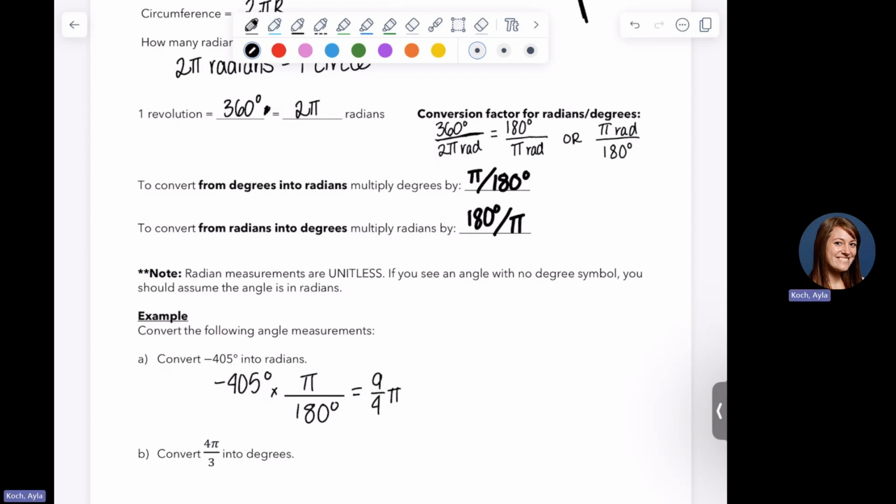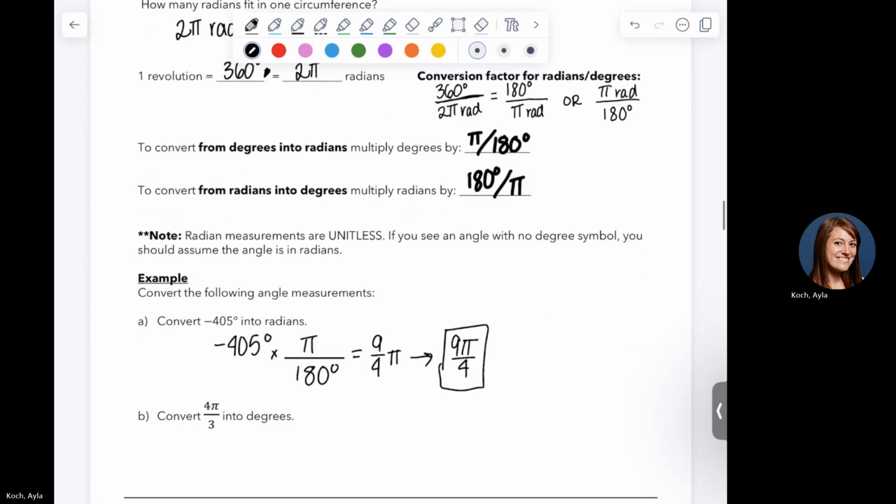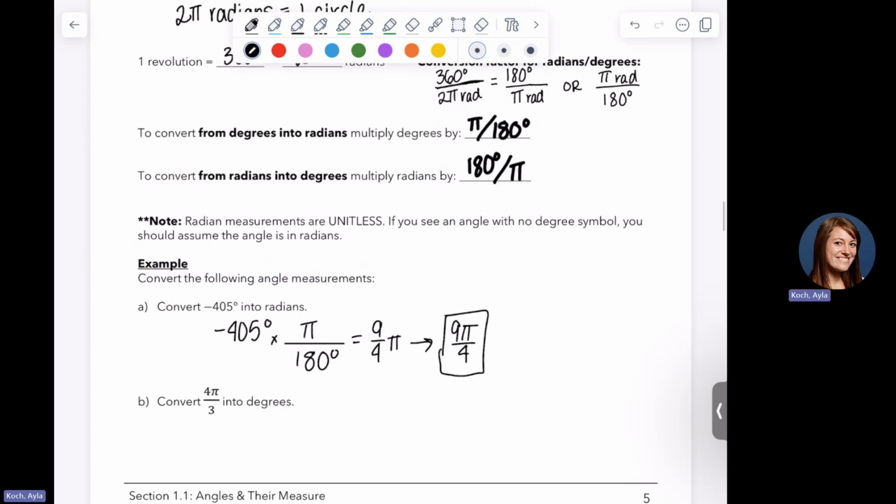And the way we typically write radians, we write it with the pi in the numerator of the fraction. So we would say 9 pi over 4. And we don't need to write rad because it's a unitless measurement. So if nothing is written, we assume radians.